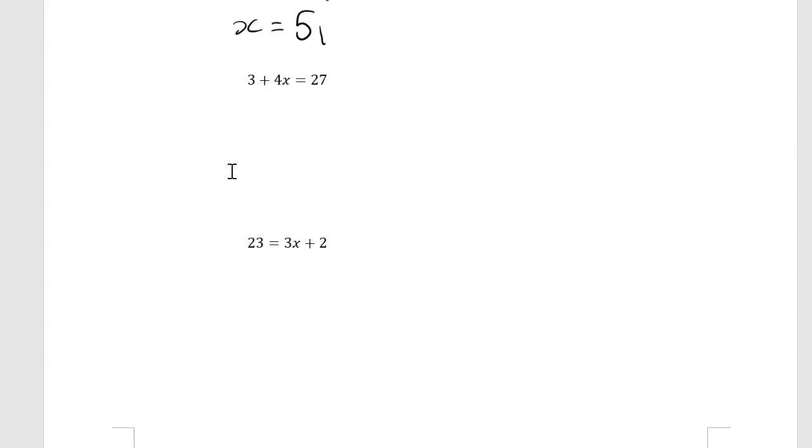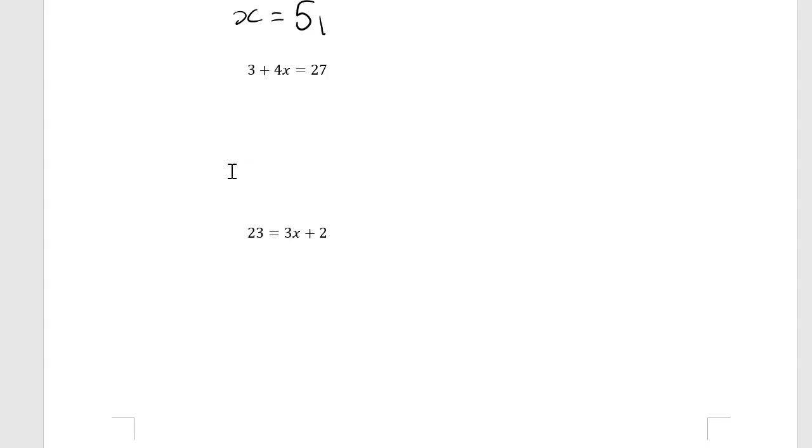Now we've got 2 more. So the next one is in a little bit of a different order, so it's 3 plus 4x equals 27. So it just means the number that's by itself and the 4 have been flipped. It doesn't change how we go about solving it, okay?